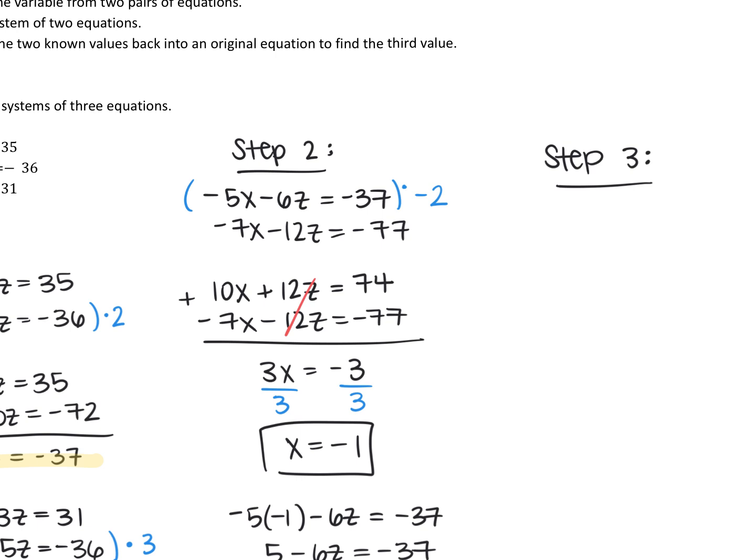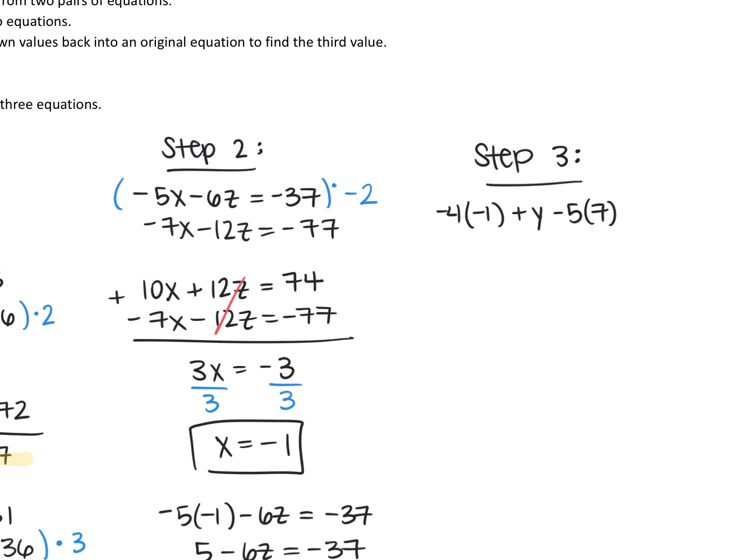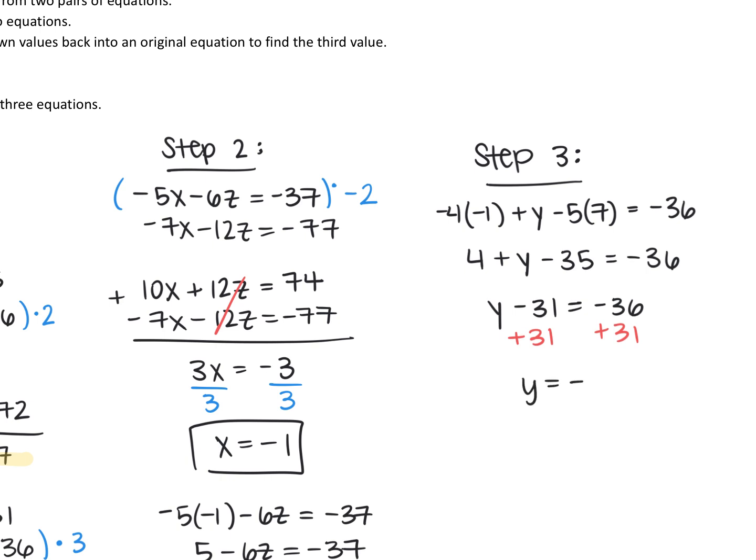So we have negative 4 times x, negative 1, plus y minus 5 times z, which is 7, equals negative 36. Negative 4 times negative 1 is 4 plus y minus 35 equals negative 36. Combine like terms, we get y minus 31 equals negative 36. Add 31 to both sides, and we get that y equals negative 5.